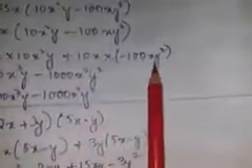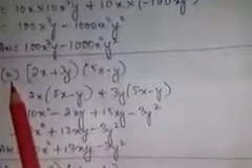10 into 10 means 100 x cube y, and plus into minus, the sign has changed and it became minus. So 10 into 100, that is 1000, 1000 x square, 2x are present, that is why x square into y square. So this is your final answer. Now in part N, this type of sum was done previously also.